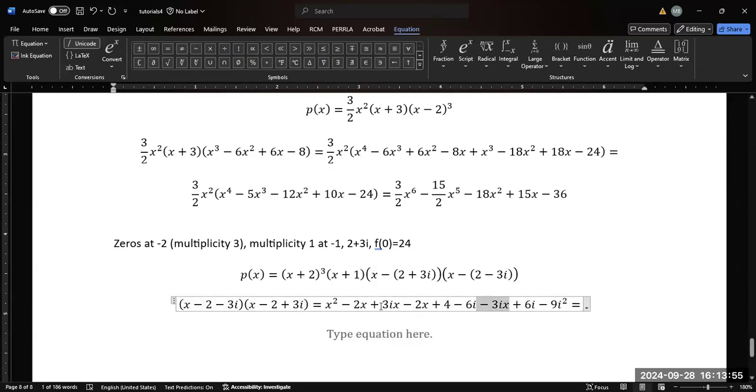Here's a negative 3ix and positive 3ix, and negative 6i and positive 6i. And then when I replace this with minus 1, I will have only real coefficients: x squared, minus 4x, and then plus 4, and minus 9 times minus 1 is going to be plus 9. 9 and 4 is 13.